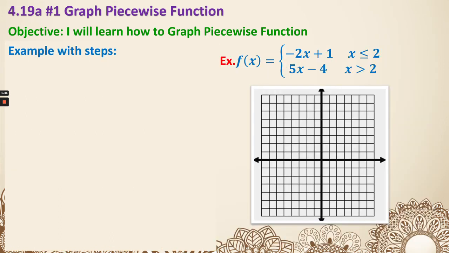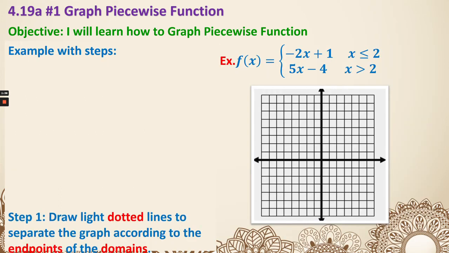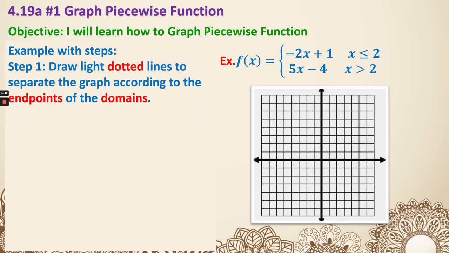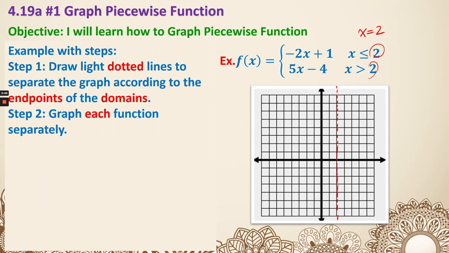Example with steps. For this one, first step, draw light dotted lines to separate the graph according to the endpoints of the domain. If you look at the domain, I have a 2 here, another 2 here. That's clearly the endpoint. And when we say draw a line, it's a vertical line at x equals 2. So the line we're going to draw is right here. That is the x equals 2 line. Step 2, graph each function separately.